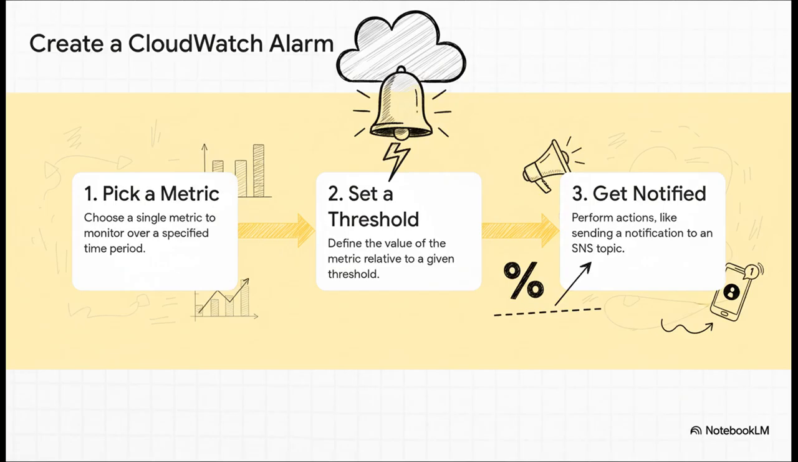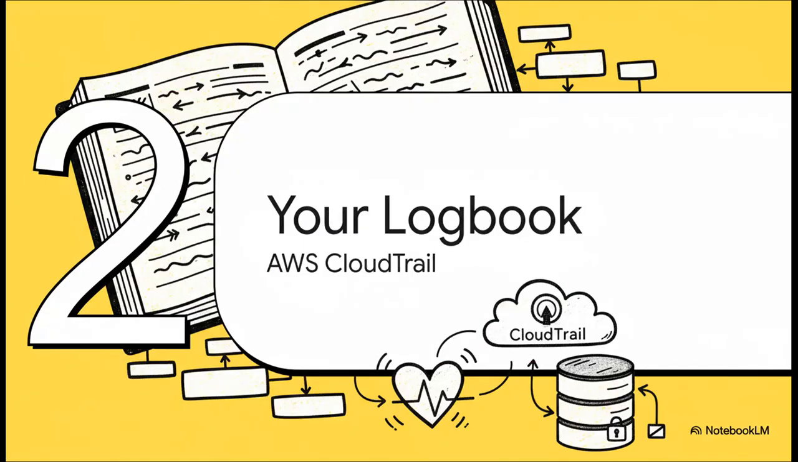But here's the thing, just watching these numbers on a screen isn't enough. The real power comes from setting alarms. It's a really simple 3-step process. You pick a metric, you set a threshold like, hey, alert me when I hit 80% of my capacity, and then you decide how you get notified. This is the difference between finding out about a problem from an angry customer and catching it hours before it even happens.